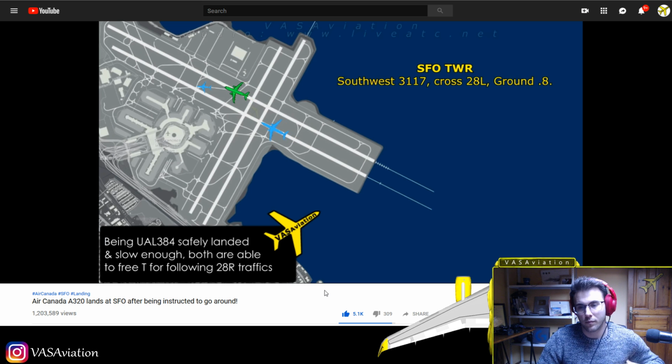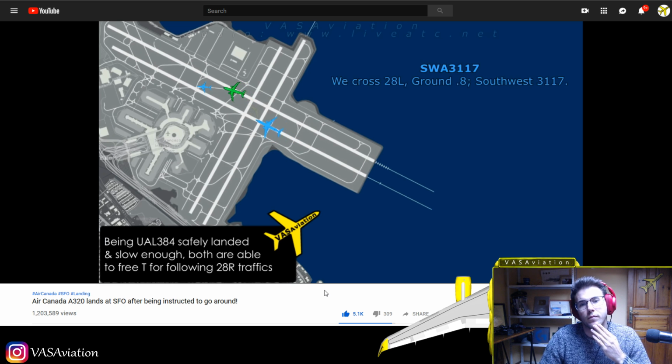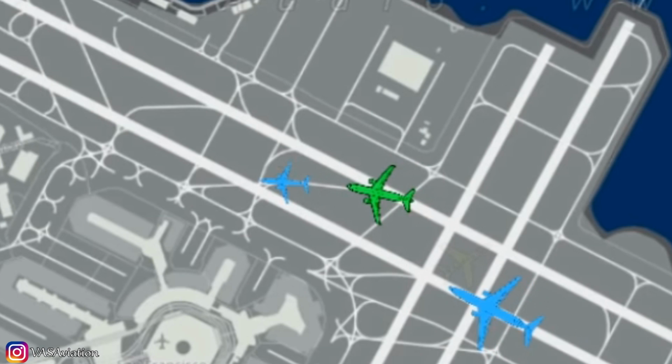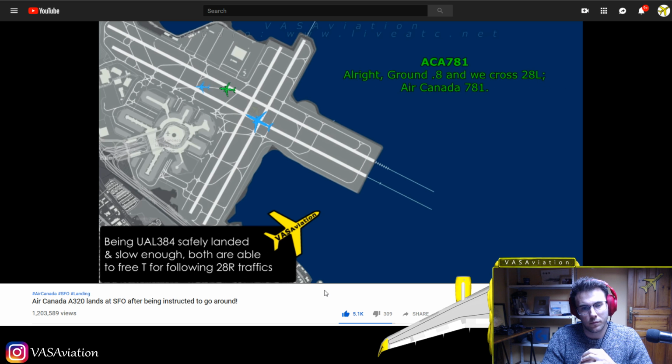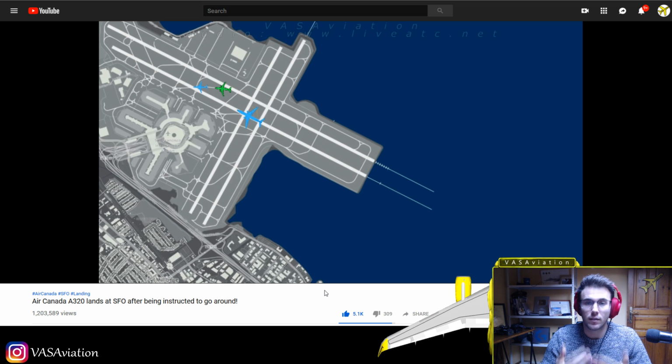Southwest 3117, cross to left ground point 8. Cross 28 left, ground point 8, Southwest 3117. Air Canada 781, cross 28 left, center ground point 8. Alright, 1.8, cross 28 left, Air Canada 781. Crossing runway 28 left as soon as the United 384 has landed safely and slowed down on the runway. Air Canada 781, taxi Bravo to the ramp. Bravo to the ramp, Air Canada 781.